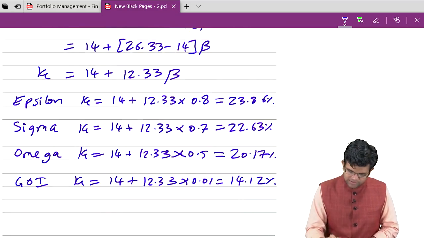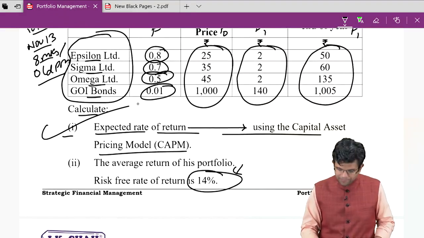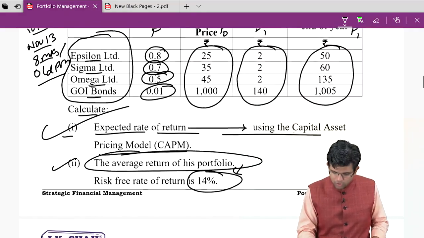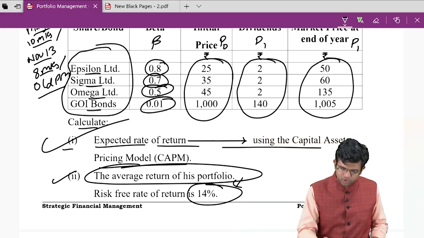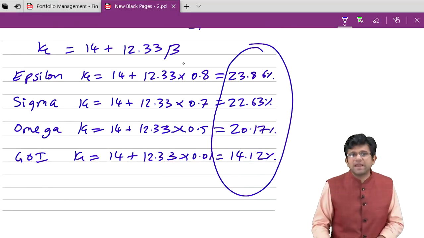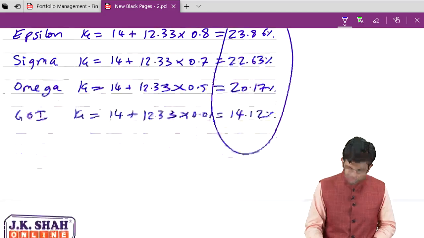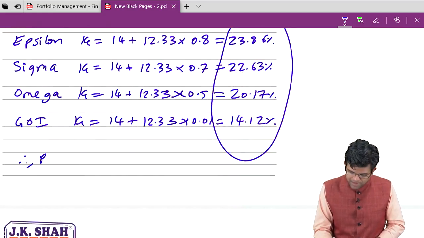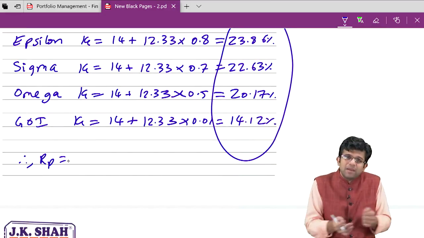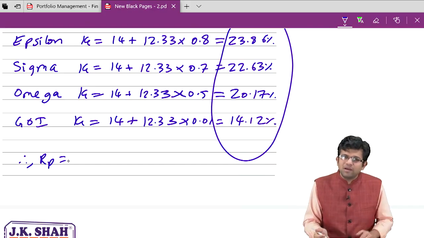14.12%. Students, with this we complete the first point that they asked, expected rate of return using CAPM. Let us now do the second one, average rate of return on his portfolio. Students, average rate of return on his portfolio will be nothing but a simple average of these four, assuming that he has invested equal amounts of money in each of the four securities. So therefore, my RP will be return of the portfolio. Do you realize that if the weights are same, if the proportions are same, RP can be nothing but a simple average. We need not do the weighted average.